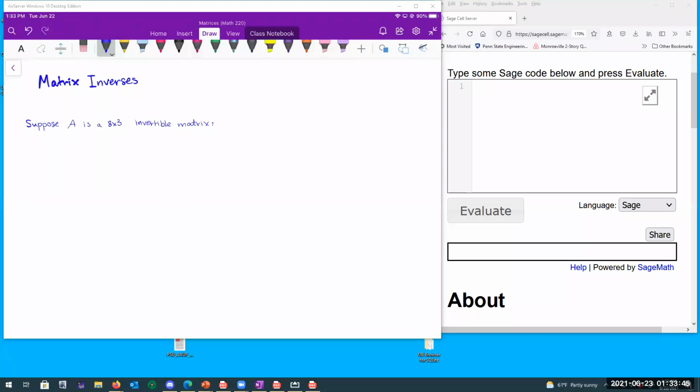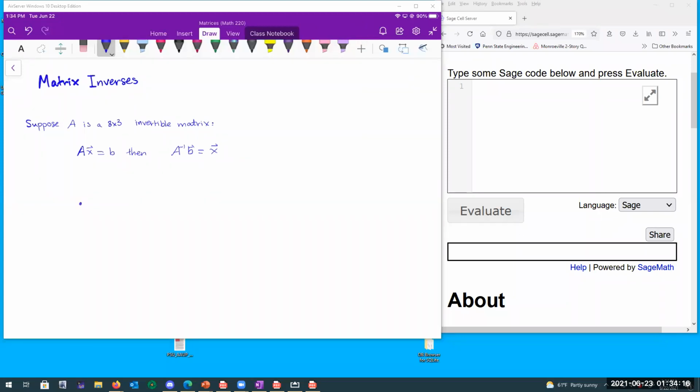Today we're going to talk about matrix inverses. So suppose that A is a 3 by 3 invertible matrix. Remember what this will mean. Multiplying by a matrix is applying a function. So if AX is equal to B, then A inverse times B is going to be equal to X.